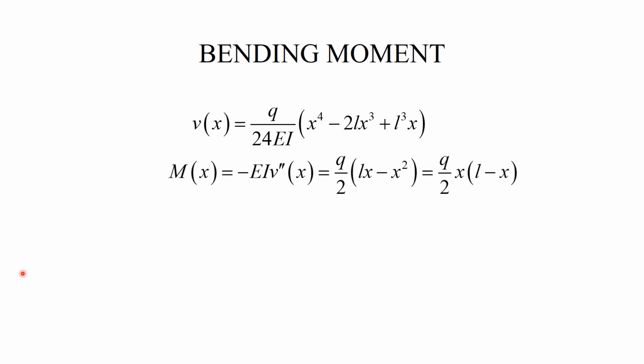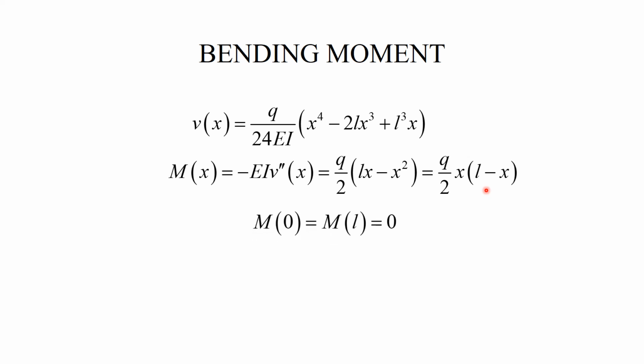Now let us see how the deflection line can be used to calculate the bending moment. We start with the equation for the deflection line and then simply use the relationship that connects the bending moment to the second derivative of V, which gives us this expression for the bending moment. It's actually very easy to see that this equation is nothing but the bending moment diagram.